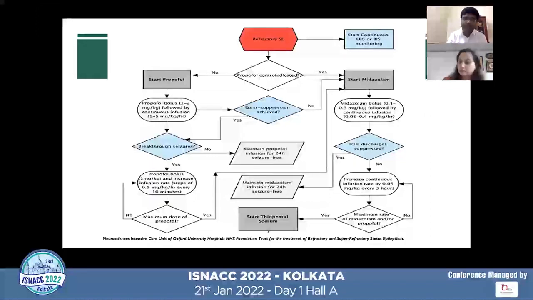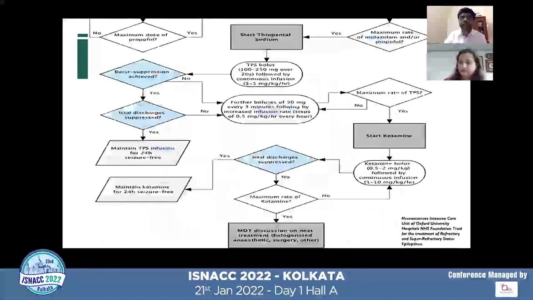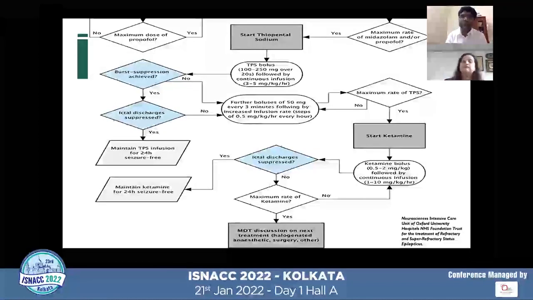If propofol is used, burst suppression is achieved after the bolus dose followed by the infusion regimen, and if there are no breakthrough seizures, they continue the propofol for at least a 24-hour seizure-free duration. When both drugs have been used and maximum doses have been reached, a third drug is added, that is thiopentone sodium. Thiopentone sodium is also titrated after bolus doses to achieve burst suppression.